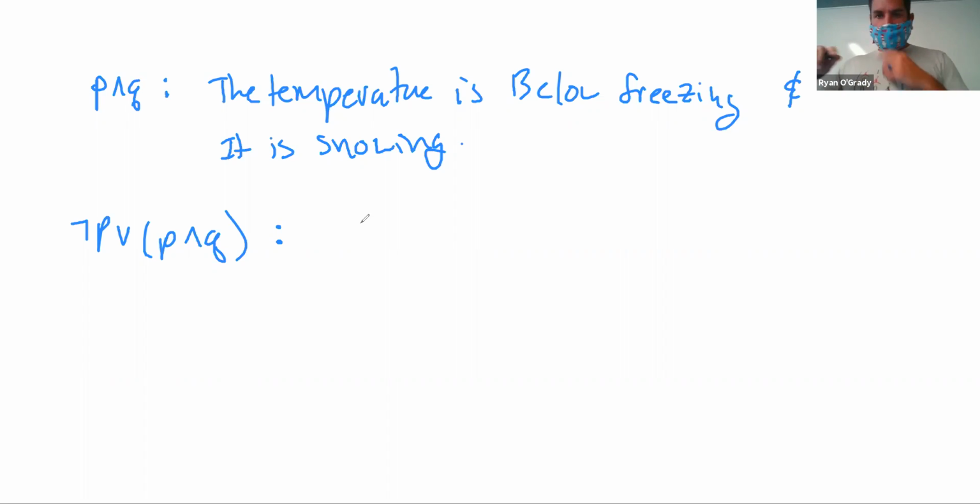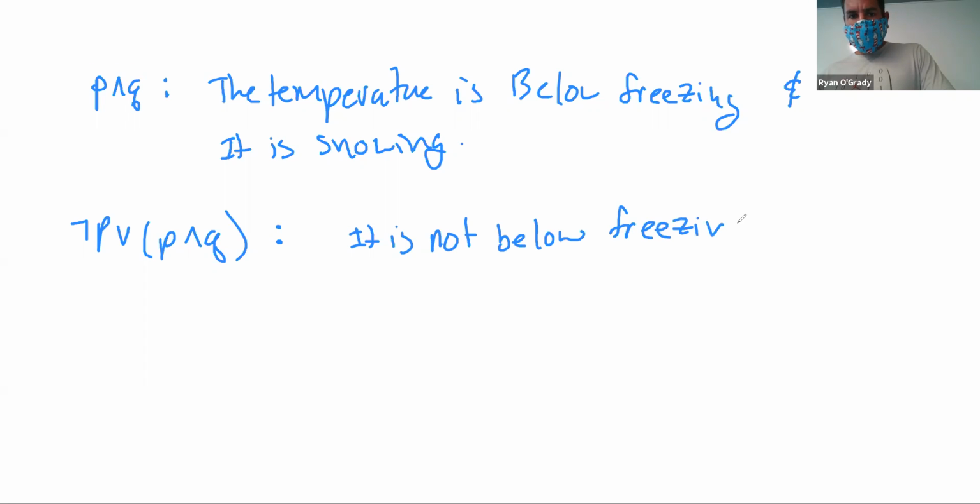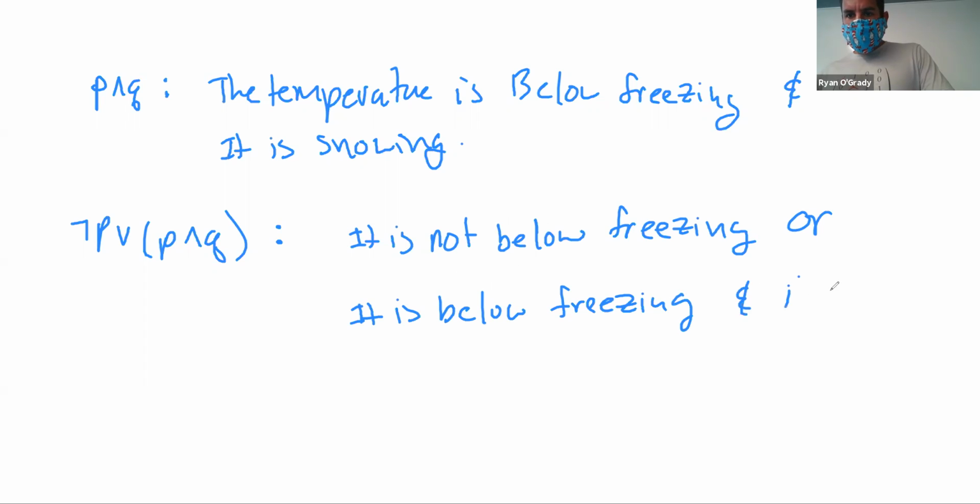All right, so what if we just go directly with what it says? So if we just replace those symbols with the words, let's see what we get. We get, it is, I'll just use not right now. So it is not below freezing. Or it is below freezing and it is snowing.